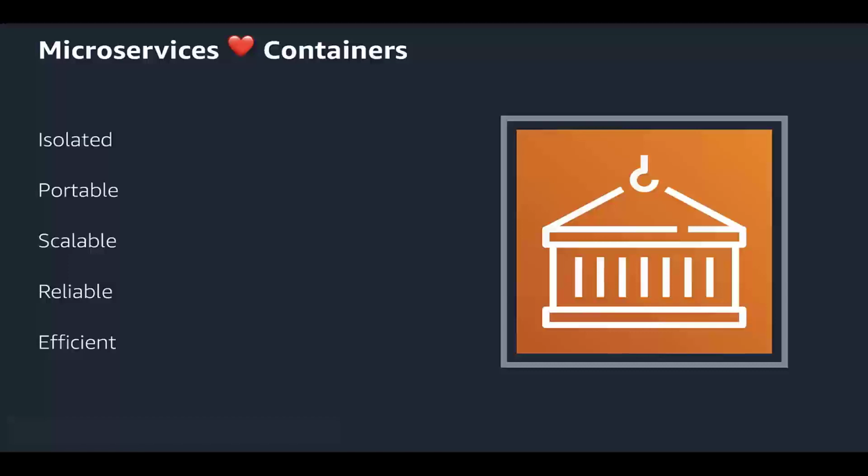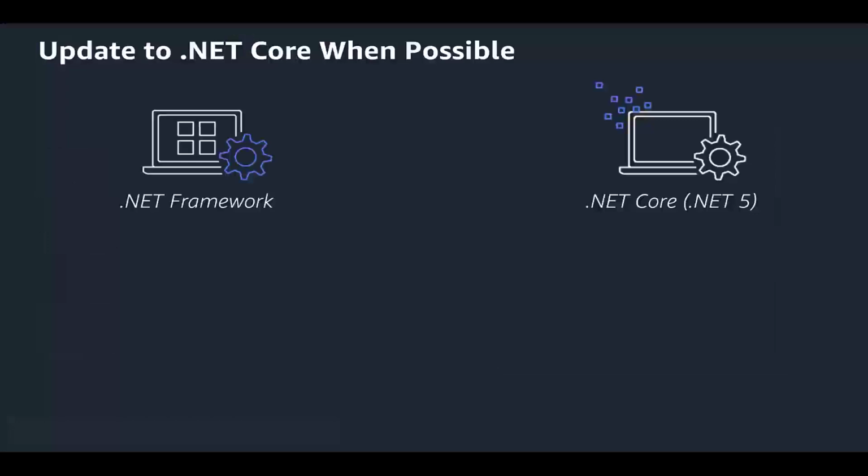So containers are a great fit for microservices, but there are some challenges running a .NET Framework application in a container. Whenever feasible, update your microservices to use .NET Core, soon to be called .NET 5, instead of .NET Framework. Updating to .NET Core gives you more flexibility in how you deploy your microservices and typically reduces your costs by running more efficiently.